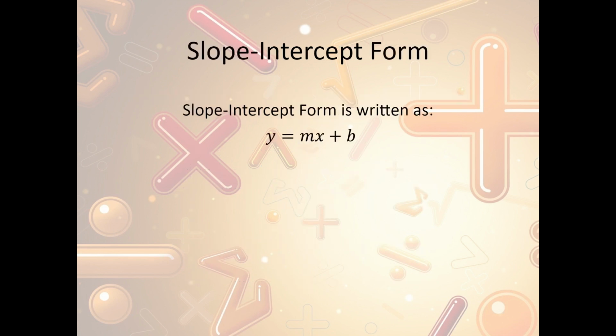Slope-intercept form. Slope-intercept form is written as y = mx + b. And what does that mean? m is the slope, and b is the y-intercept.